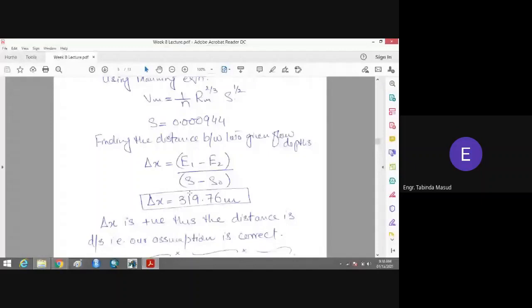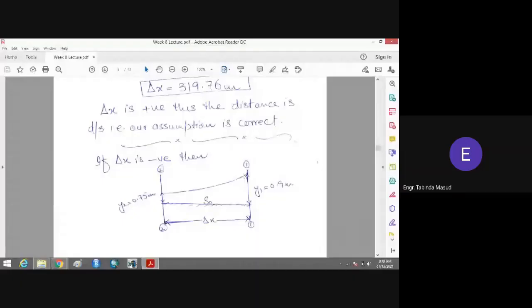And we have got the positive value for delta x, so our assumption is wrong. Let's suppose if you get this kind of curve, it means that the depth of the flow is increasing towards the downstream side, and we know that this is a situation when we have any kind of obstruction in our open channel.